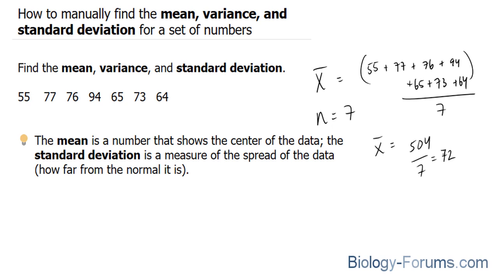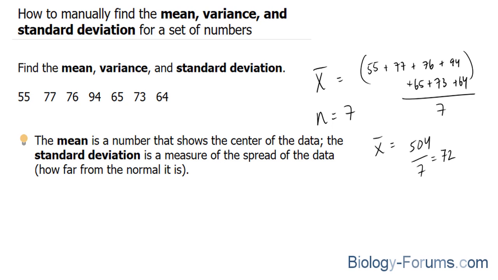As said earlier, the mean is a number that shows the center of the data, aka its average, and the standard deviation is a measure of the spread of the data, how far it is from the average. So the standard deviation will give us an idea of how close the numbers are in that data set.